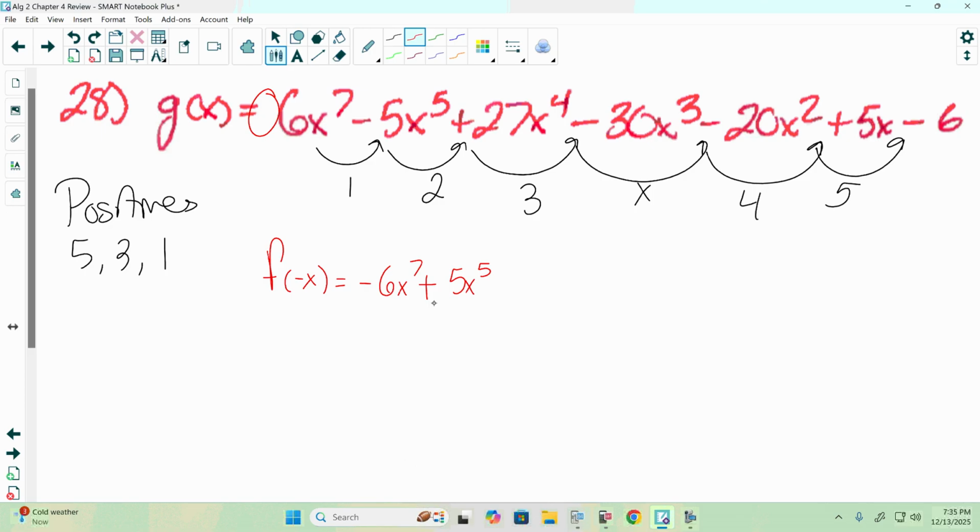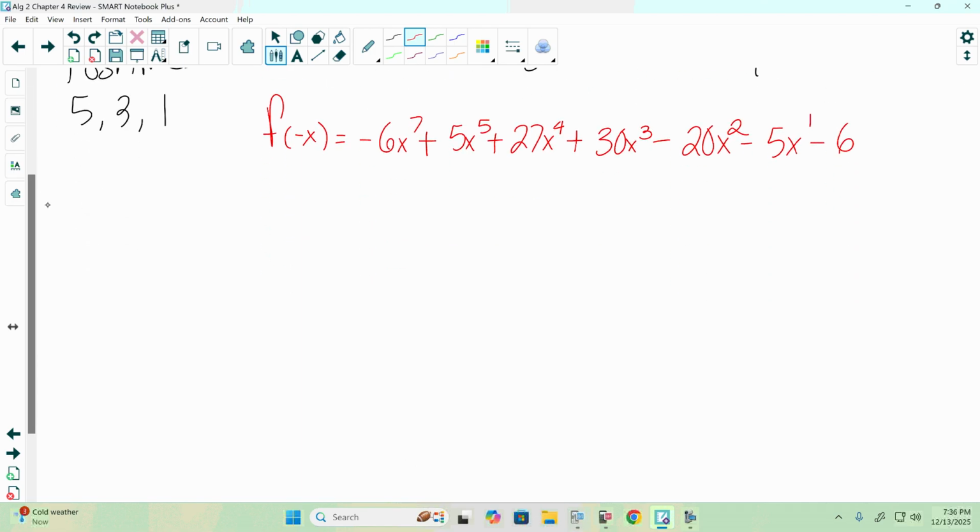Our next term is 27x to the fourth. Since it's an even exponent, leave it be. Our next term is 30x cubed, odd power, so that means the sign has to change from negative to positive. Negative 20x squared, since it was negative and an even exponent, it has to stay negative. Next one's 5x. Since that is an odd power, it's understood to be 1. We have to change it from positive to negative, minus 6.